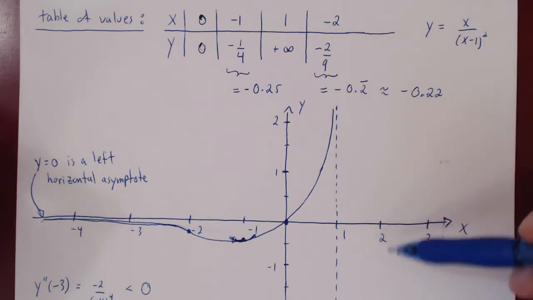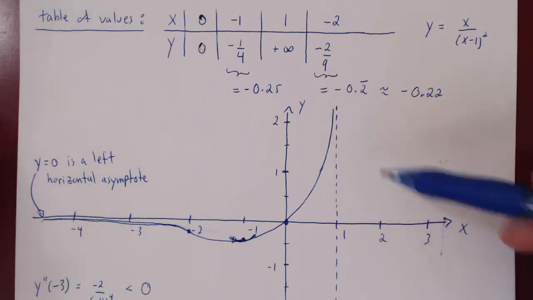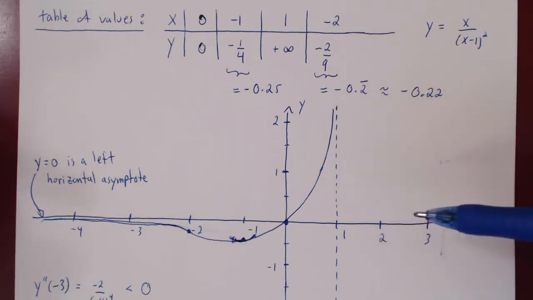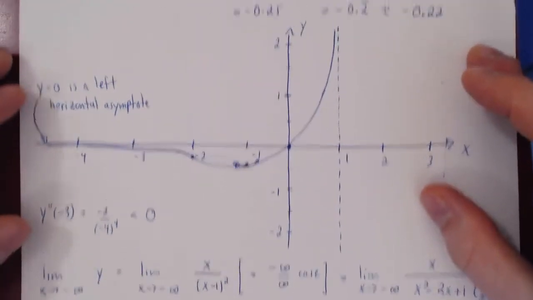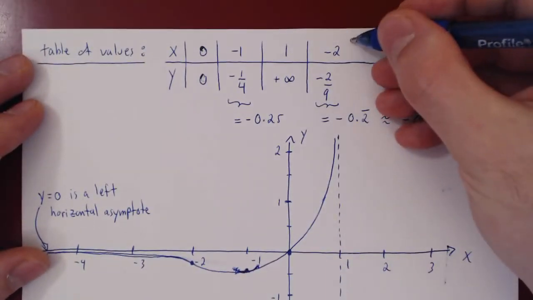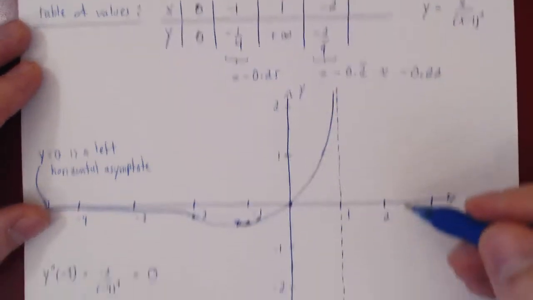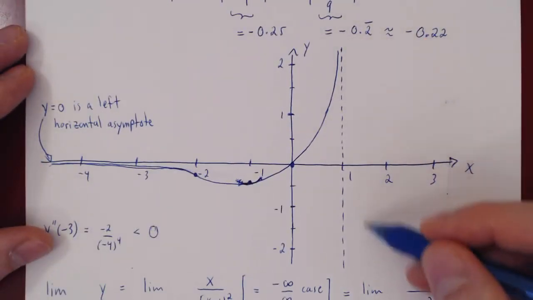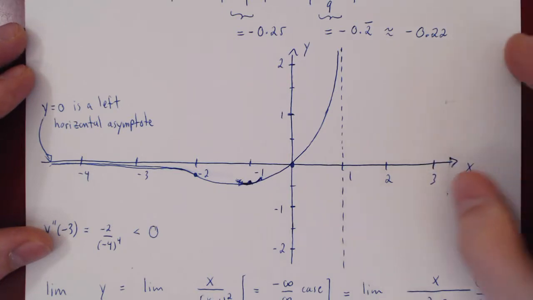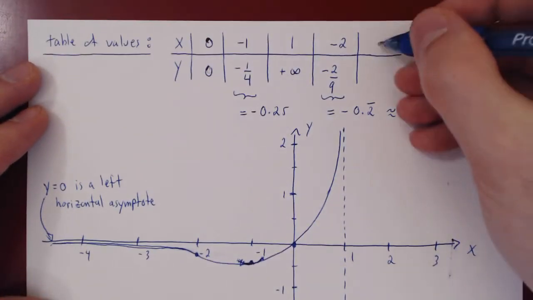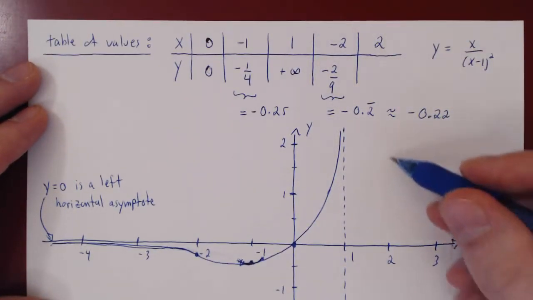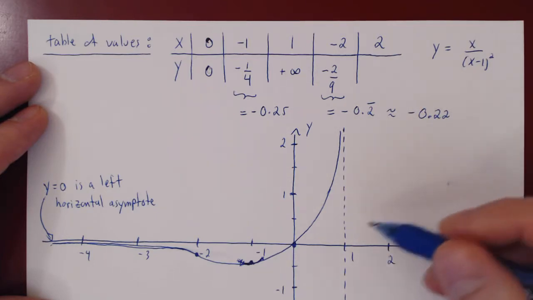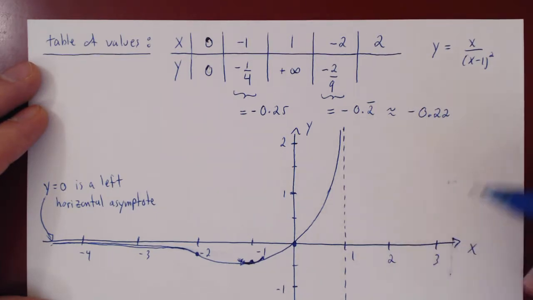So let's figure out what happens to the curve at 2. Is it increasing or decreasing? Is it concave up or concave down? And then we'll be good to go. And again, will the curve be positive or negative? So we'll add another x value, x equals 2, to get a more accurate picture of what's happening to the right of 1. If you plug in 2, you get 2 over 2 minus 1, which is 1 squared, which is 1. So when x is 2, y is 2.